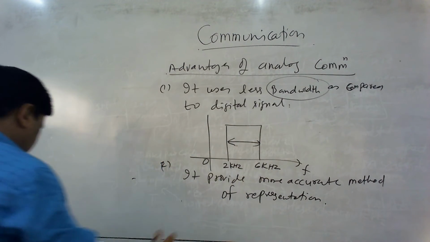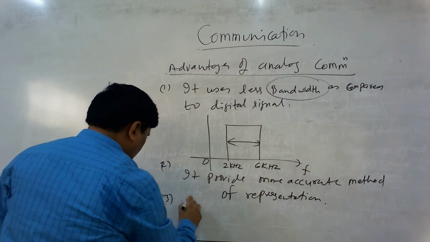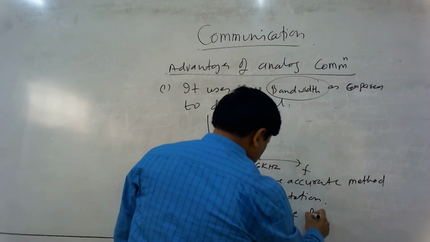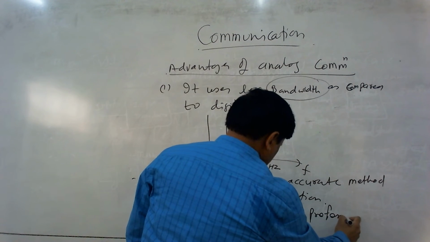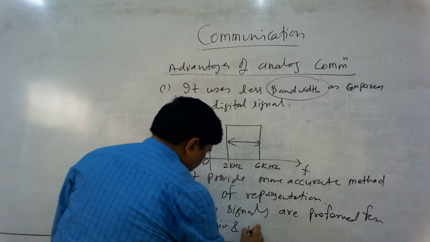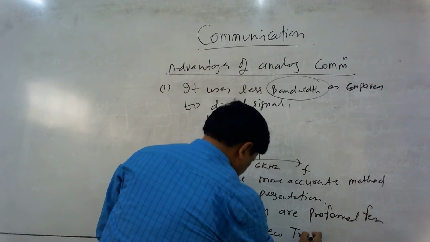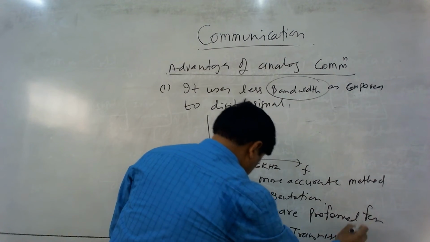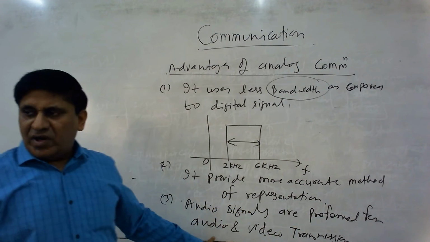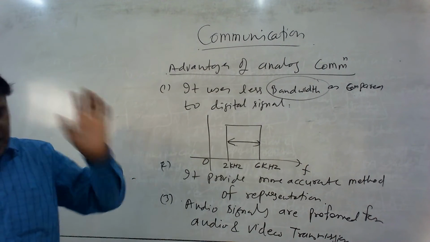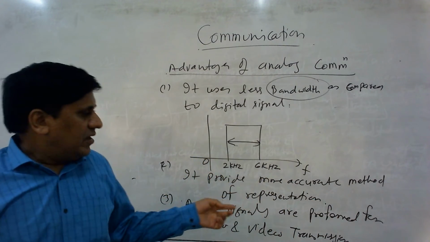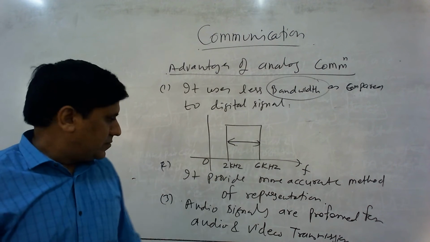The third point is audio signals are preferred for audio and video transmission, because these signals can be easily modulated and demodulated using AM and demodulation.